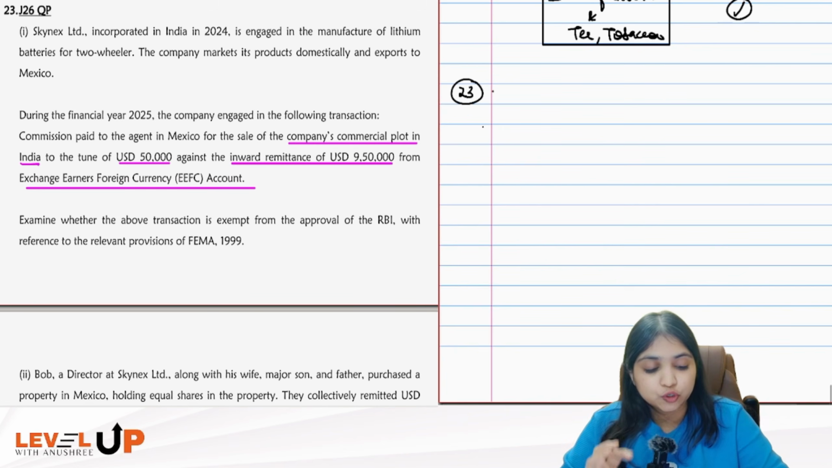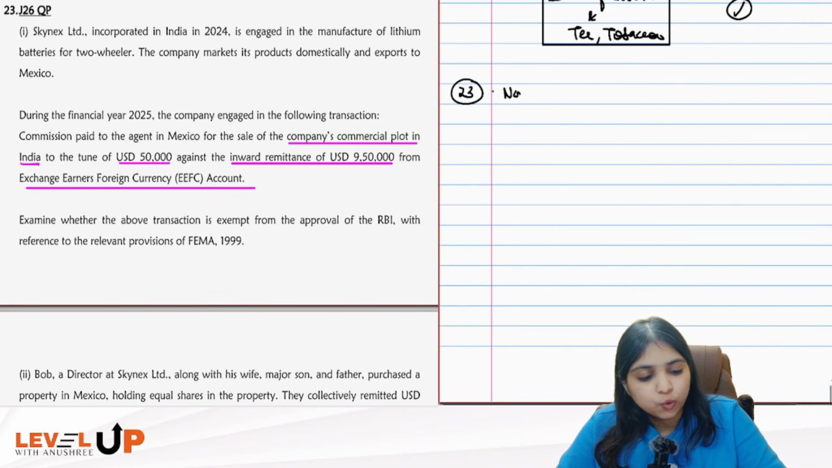So I'll explain the provision to you first. So here on one side, we have a non-individual. Okay, this non-individual is making payment of commission. To whom?